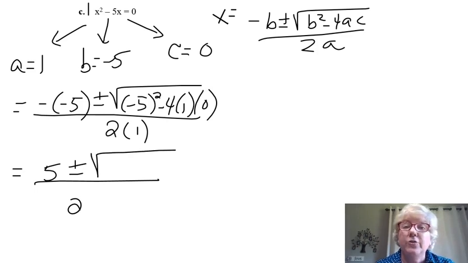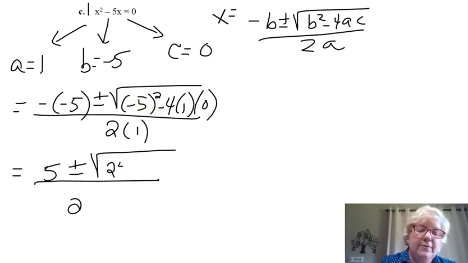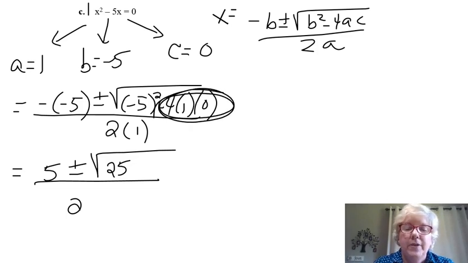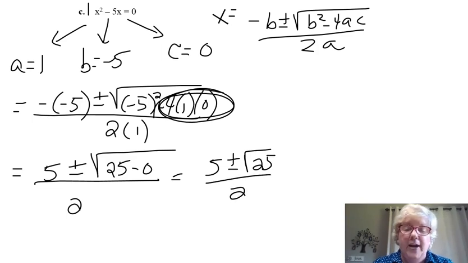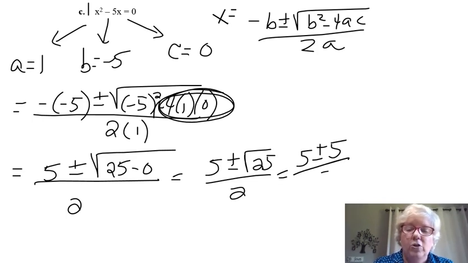Now let's simplify under the square root radical symbol. Negative 5 squared is a positive 25. And remember, these last three numbers get multiplied together. The cool thing is, when you multiply negative 4 times 1 times 0, you just get 0. And 25 minus 0 is the same thing as 25. Okay, now this will simplify. What is the square root of 25? You're right, it's 5. So I have 5 plus or minus 5 all over 2.